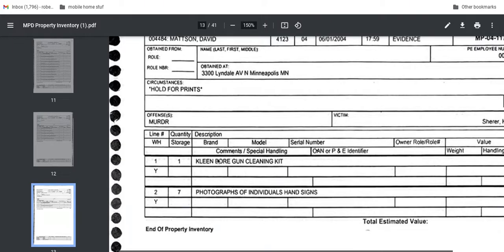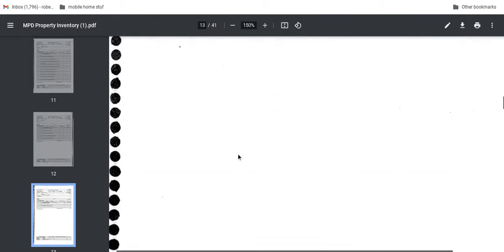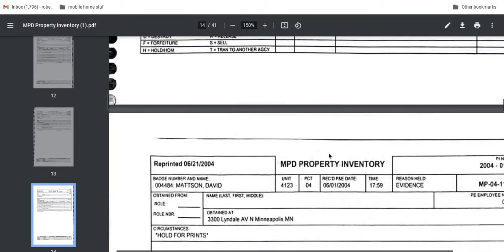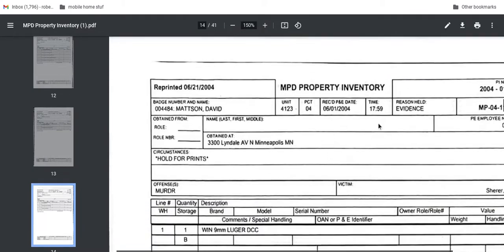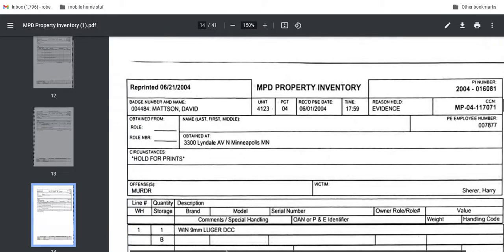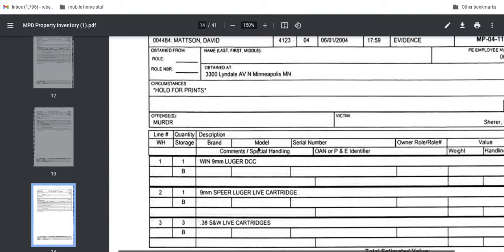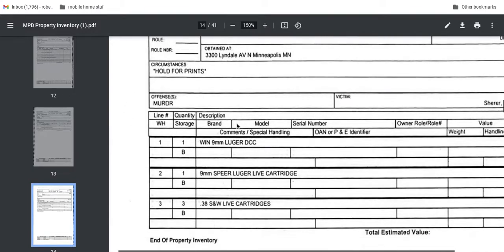Clean bore gun kit, or gun cleaning kit. Okay, 7 individual hand signs. The photographs of them. Again on 6-1, Matson, PI number, and then the location. That's the flower shop. It's holding for prints. This right here, 9mm Luger, DCC stands for discharged cartridge casing.